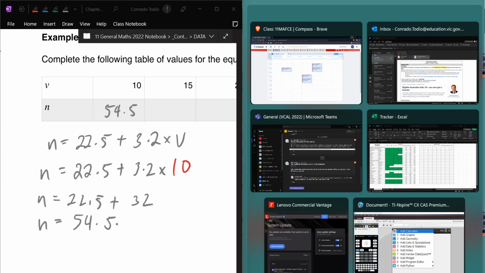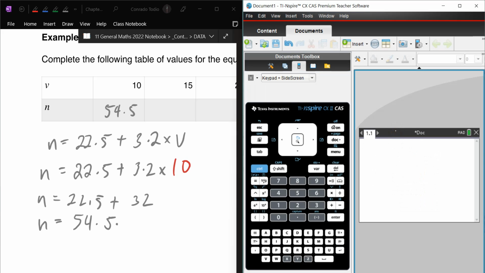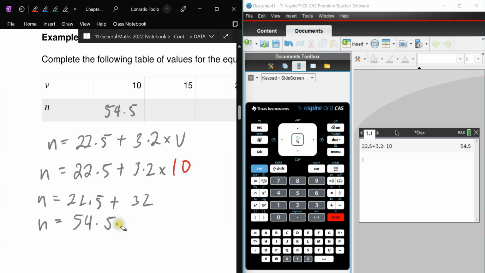So we do that on our CAS. This is one way you can do it; you don't always have to do it this way. If we go to our CAS, you add a calculator and just use that formula: 22.5 plus 3.2 times 10. That'll give us the first one. If you want, you don't actually have to rewrite the formula. You can just go up, highlight it, press enter, and it will re-paste it for you. Delete that, and then you can go to the next value. As you can see, the next one is 15. So we try 15, enter, and it's 70.5.